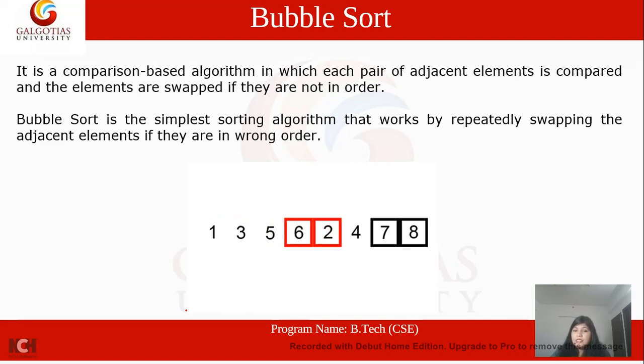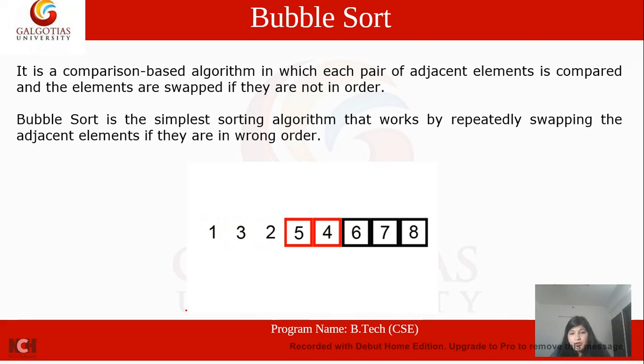Then 6 and 2, so 2 will be swapped to the position of 6, as you can see in the animation. Then we have 6 and 4, so 4 will be swapped with 6. Now 6, 7, 8 are in the correct position. Then 1 and 3, 3 and 5 again. Now we have found 5 and 2, so 2 will be swapped from the position of 5.